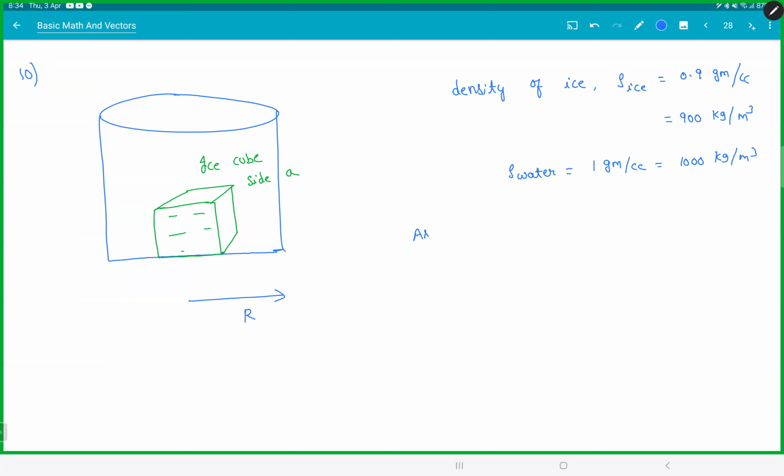So assume the ice cube melts from all directions uniformly. So it will melt in every direction uniformly. So it will always maintain a cube shape.